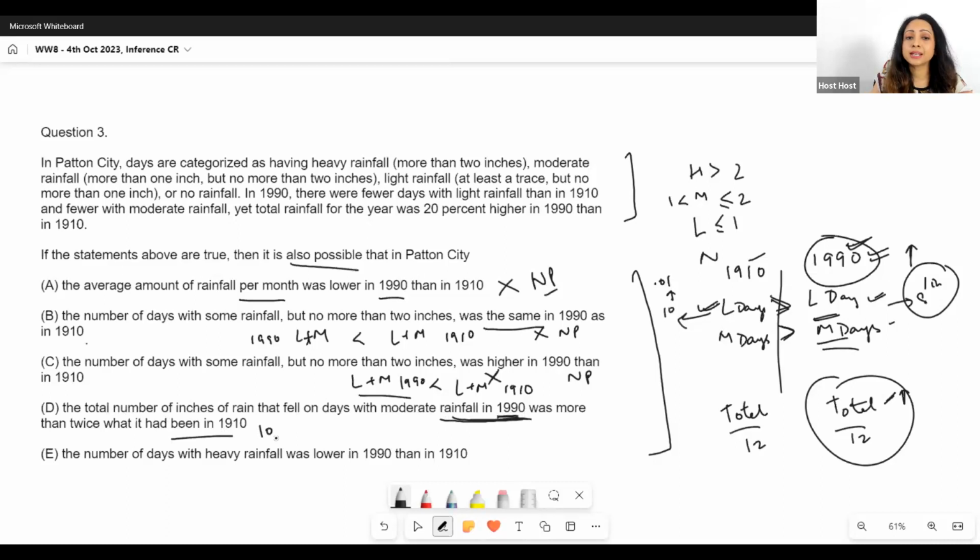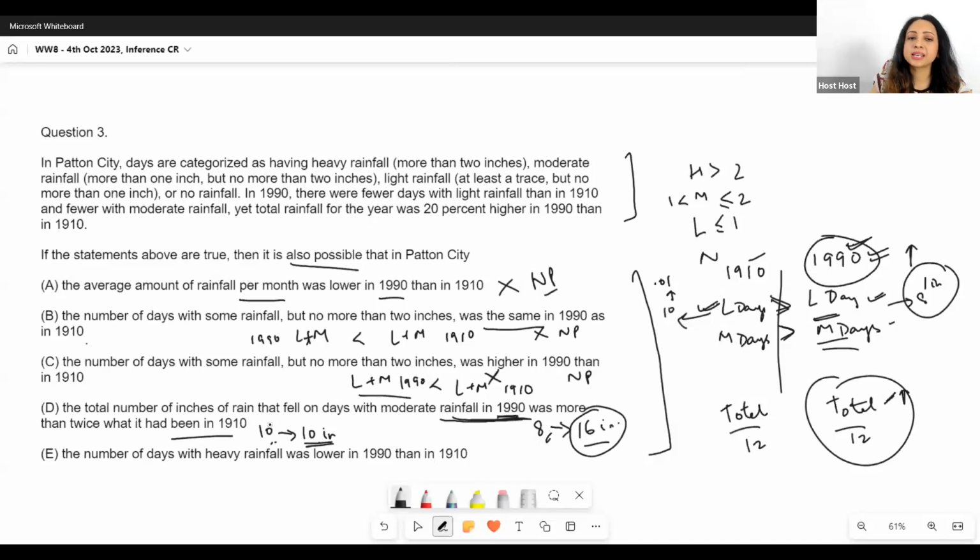Let's assume that you have 10 days of M in 1910 and you have 8 days of M in 1990, because I know that this M is less than this M. So I'm assuming numbers accordingly, 8 and 10, right? Now, if on every day over here, the rainfall was 2 inches, the maximum possible, it will still be 16. And here, if it is the minimum possible, then it will still be slightly more than 10, because M is a little more than 1, right? So then it will be slightly more than 10 inches in this case, and it will be 16 inches, the maximum possible in this case. Can this be more than twice of this ever? No, it can't be, right?